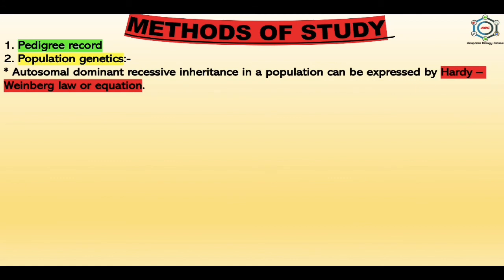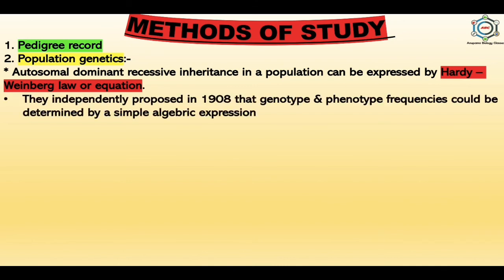The autosomal dominant recessive inheritance in a population can be expressed by the Hardy-Weinberg law or equation. They independently proposed in 1908 that genotype and phenotype frequencies could be determined by a simple algebraic expression, which is p square plus 2pq plus q square equal to 1, where p square represents homozygous dominant individuals, q square represents homozygous recessive individuals, and 2pq represents heterozygous individuals.